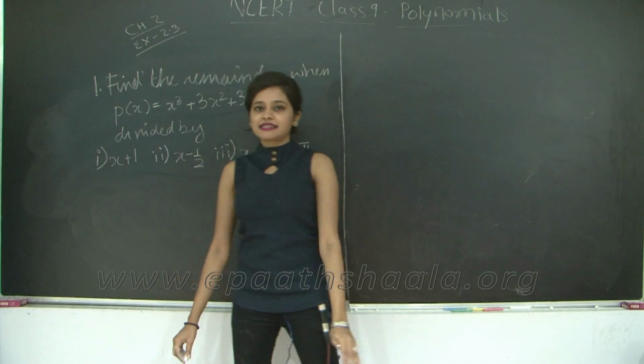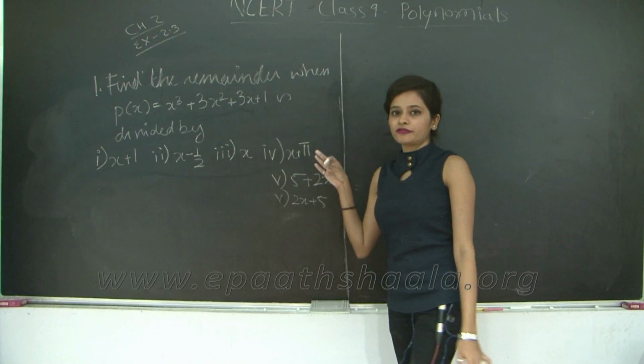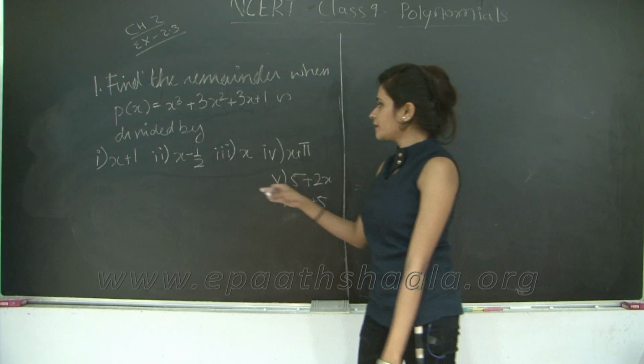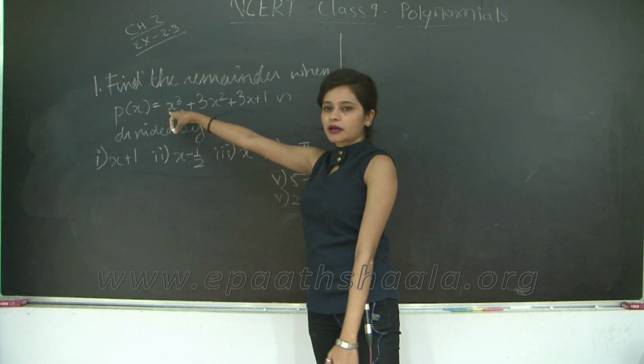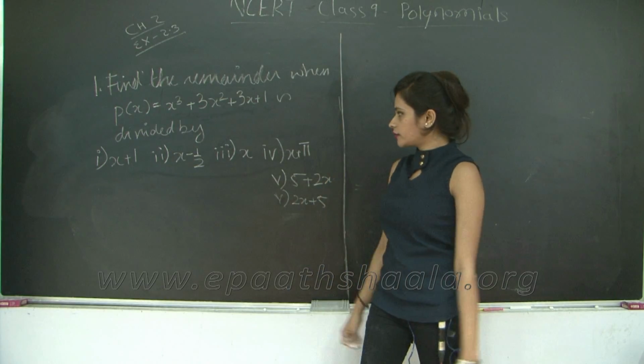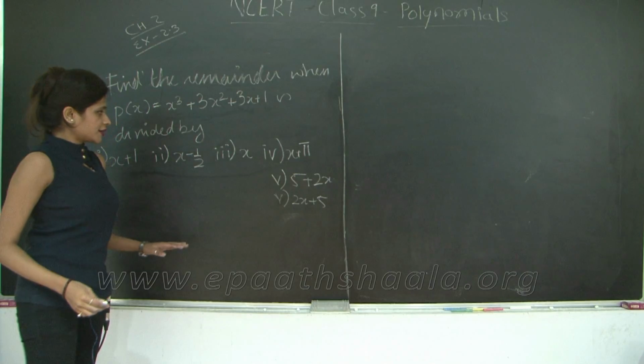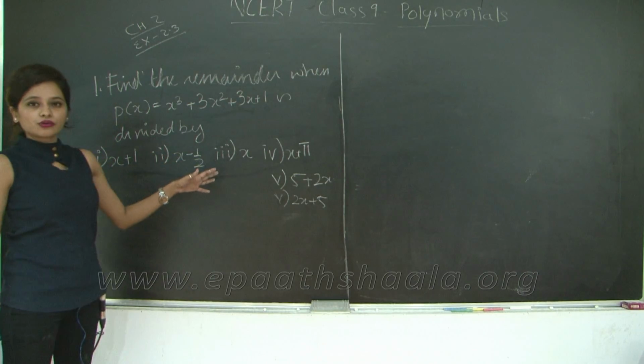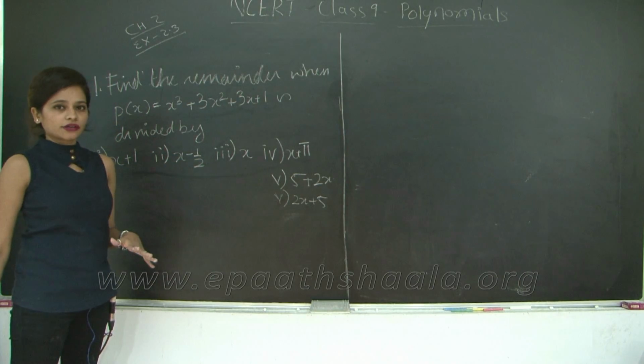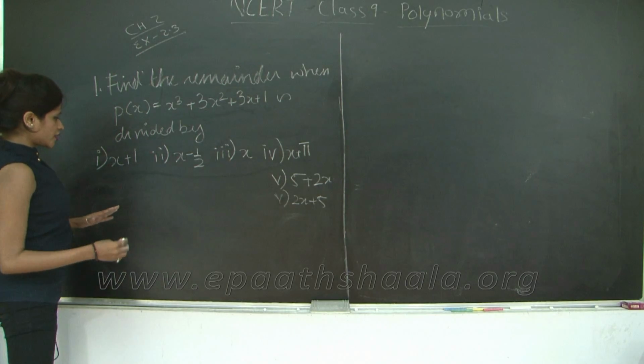Hello students, let's continue with exercise 2.3 of finding the remainder using the remainder theorem, and we'll continue with sum number 1 option 3. As we did in the last session, we found the remainder using the remainder theorem as well as the long division method. We are going to follow the same strategy now.